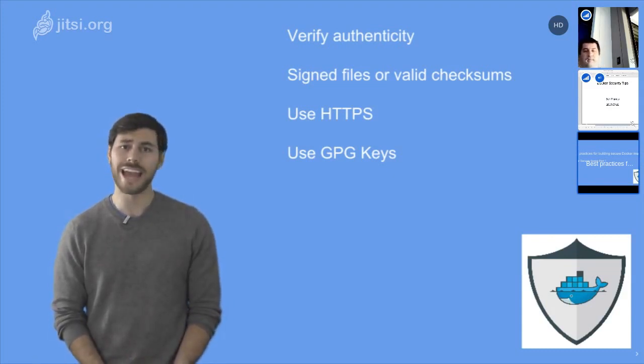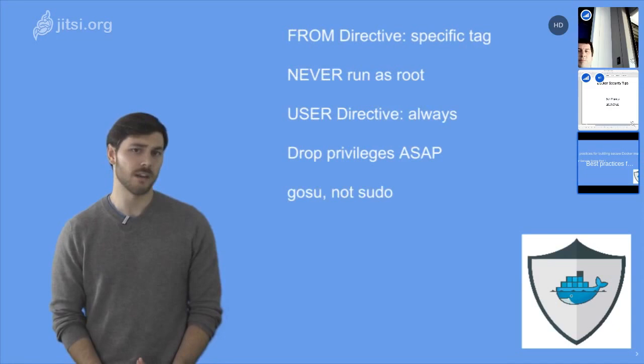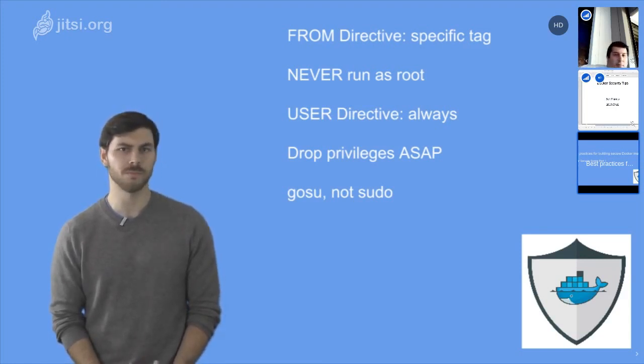For example, if you are adding a file remotely, you should make sure that this URL is using HTTPS and not HTTP. If you're using a third-party repository, you should always include the right GPG keys before using your package manager to update these packages. You can even pin to specific hashes of a file to ensure that these remote files have not been maliciously modified. Another recommendation is on your FROM directive, you should always use a specific tag. FROM Ubuntu 14.04, not just FROM Ubuntu.